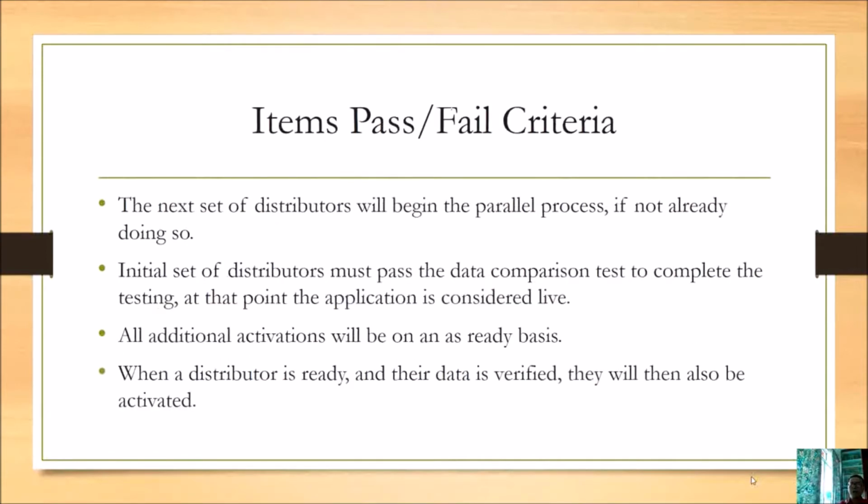Next, I will introduce item pass or fail criteria. The next step, the distributor will begin the parallel process if not already doing so. The initial set of distributors must pass the data comparison test to complete the testing. At that point, the application is considered live. All additional activation will be on an as-ready basis. When a distributor is ready and their data is verified, they will then also be activated.